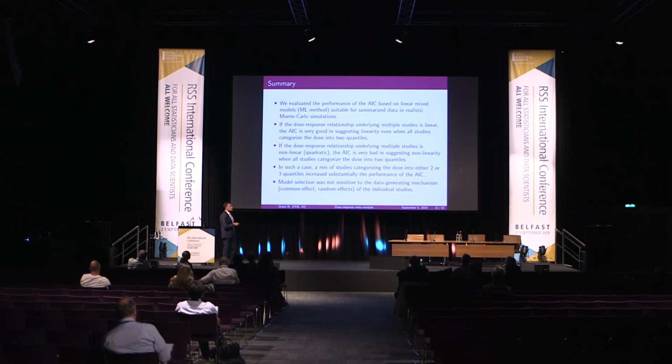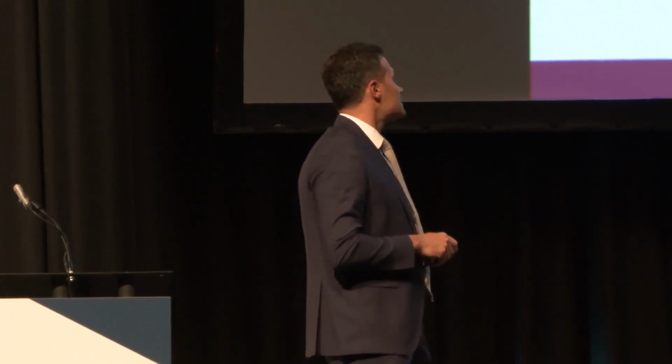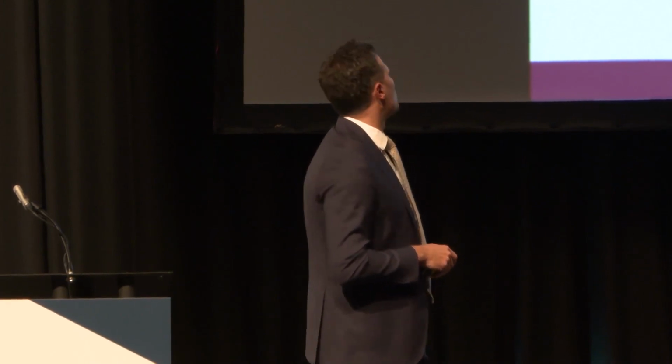If the dose-response relationship underlying multiple studies is linear, well, the AIC is very good in suggesting linearity, even if all the studies categorize the dose in two groups. If the dose-response relationship underlying multiple studies is nonlinear quadratic, the AIC is very bad in suggesting nonlinearity when all the studies categorize the dose into 2 quantiles.